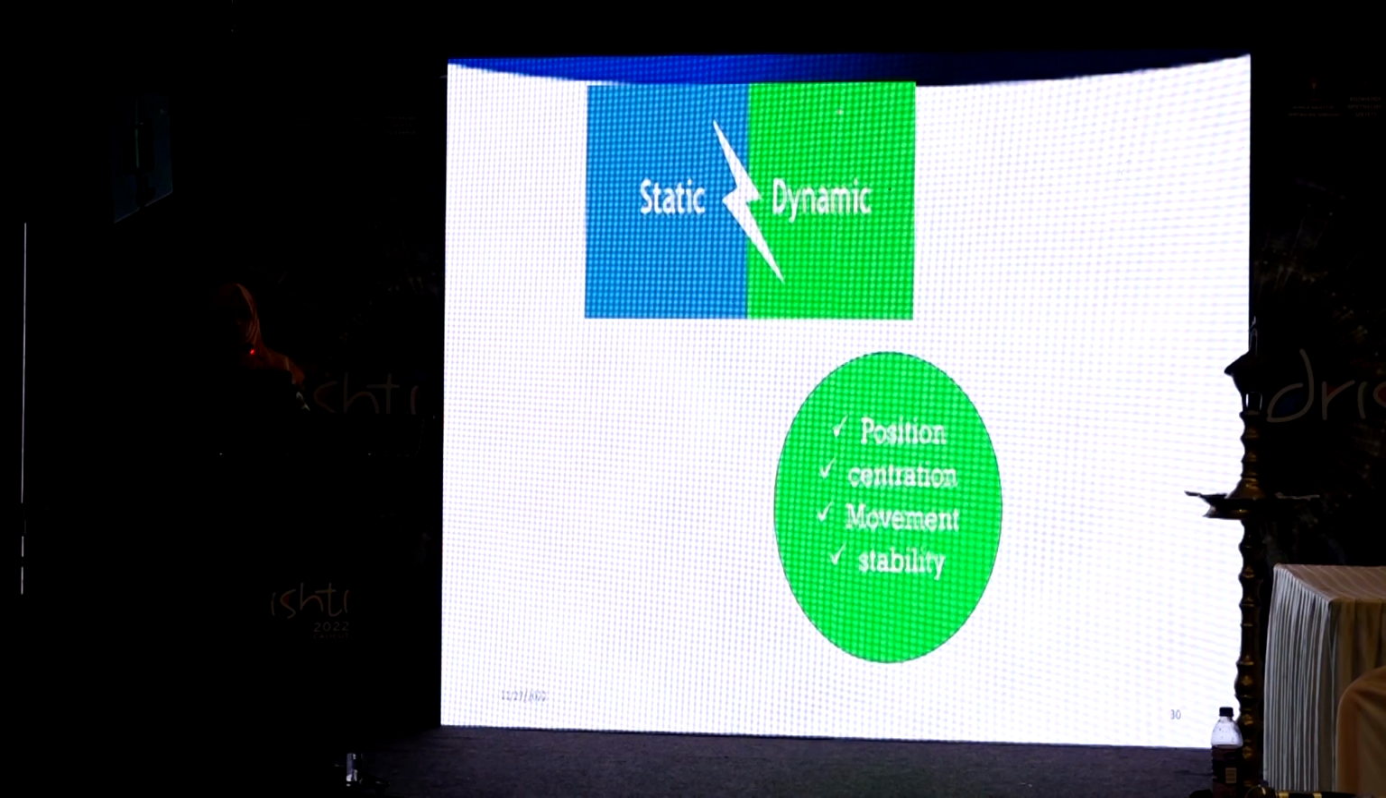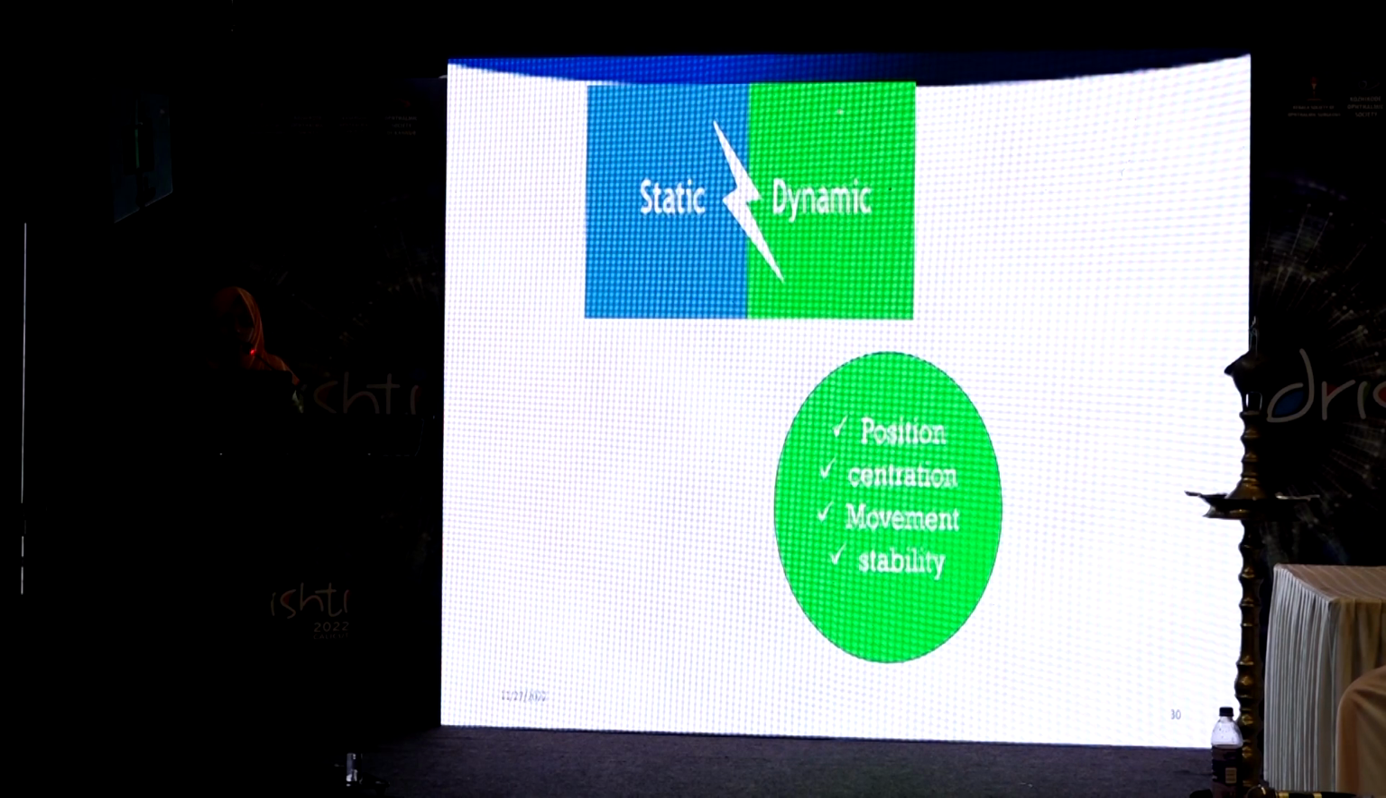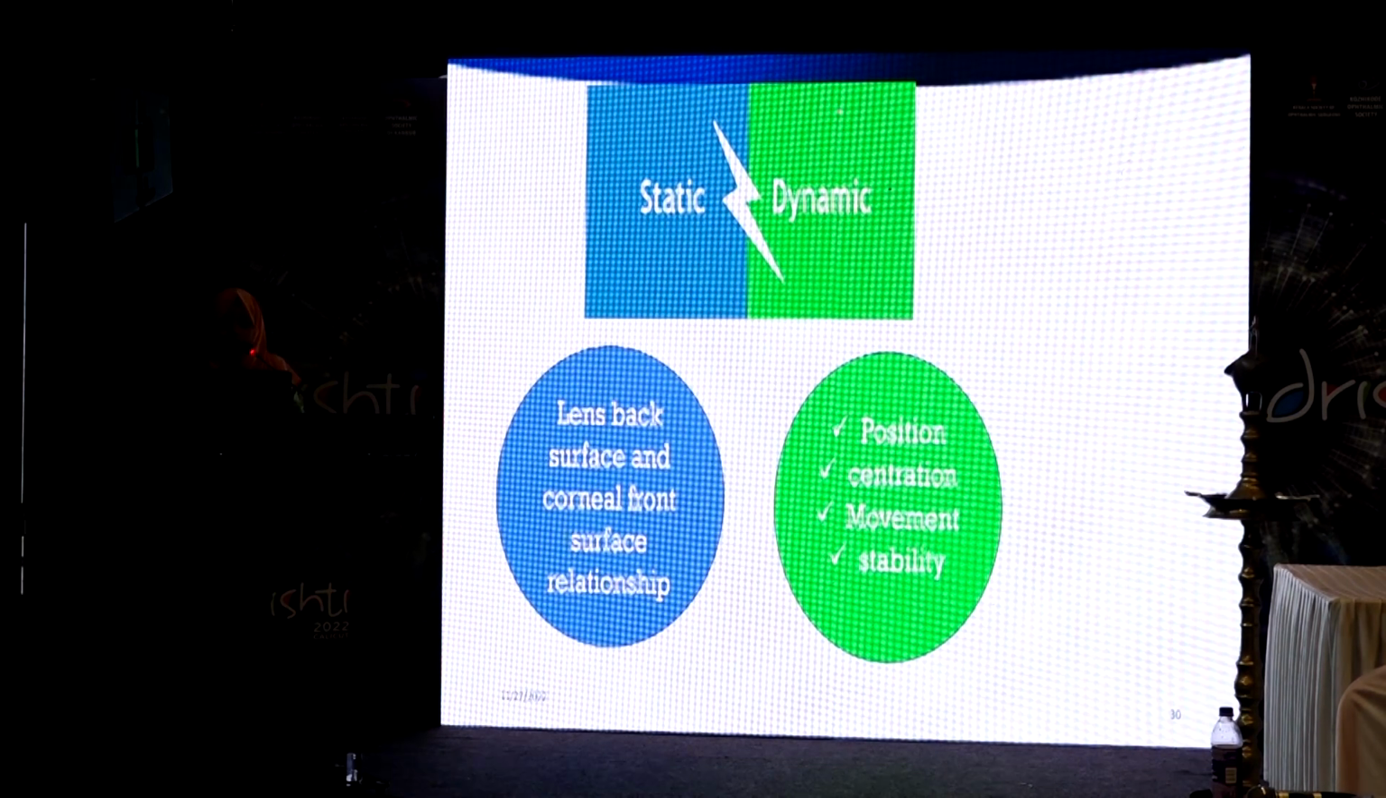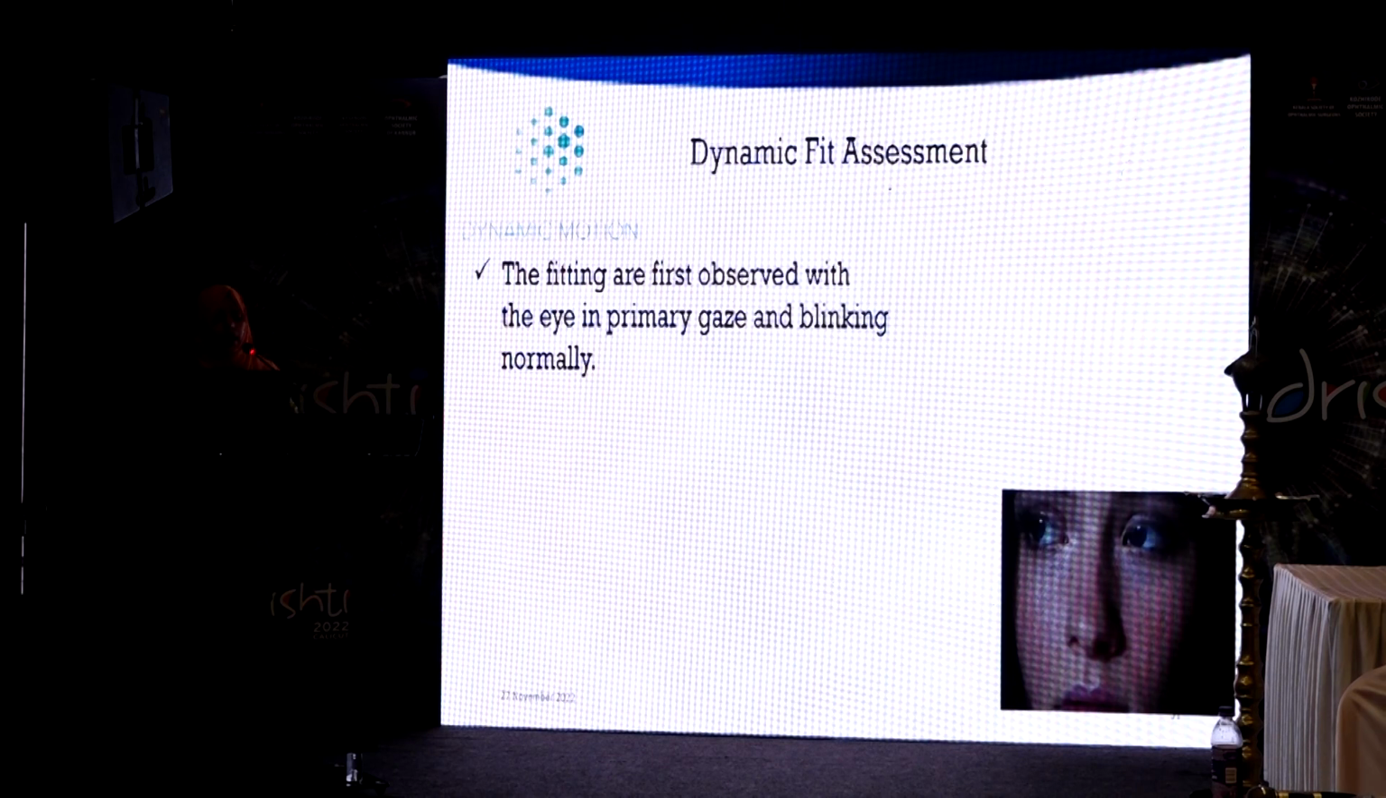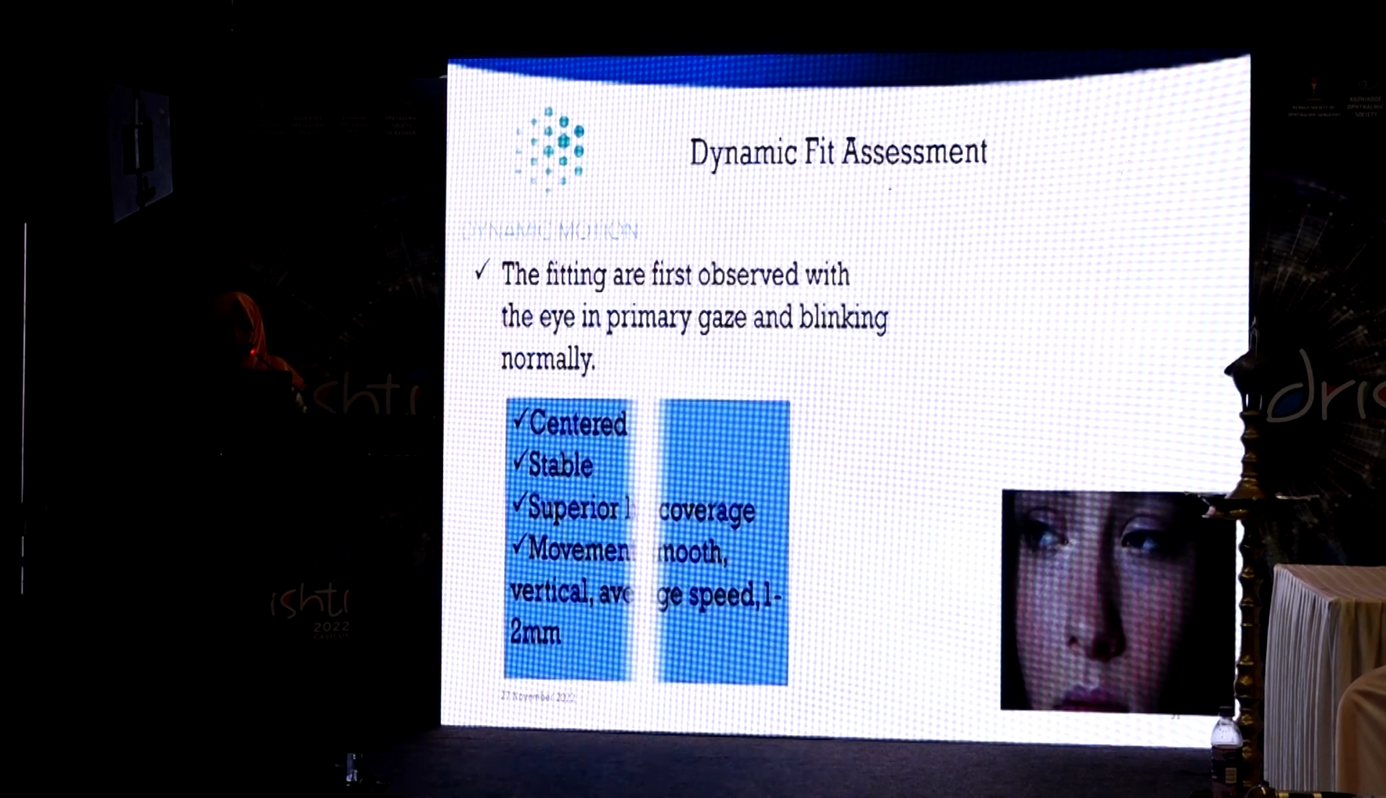So mainly the fitting assessment is static and dynamic fitting. For static fitting and dynamic fitting, we have to check for the position, centration, movement and stability. Dynamic itself means the lens is moving, and for the static fit we have to check the lens back surface and corneal front surface relationship. So this is a dynamic fit assessment, where the fitting is observed with the eye in primary gaze and blinking normally. So you have to check for the centration, stability, superior lid coverage, movement. Usually, ideally for an RGP lens, we will see a movement of 1 to 2 mm.